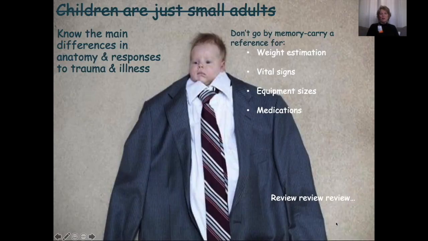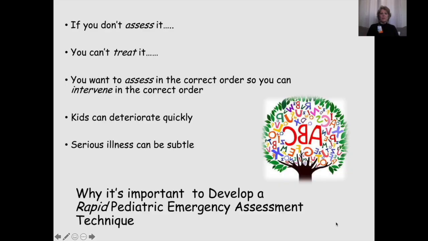As you know, kids aren't just small adults. Their response to trauma and to illnesses can be very different than the adult. They can have compensated measures in place and then suddenly lose that ability to compensate. It is very important to understand and recognize that. If you don't assess it, you can't treat it. So having that systematic approach where you can stay on your game, and again assessing in the right order so you can treat in the right order, is very important.